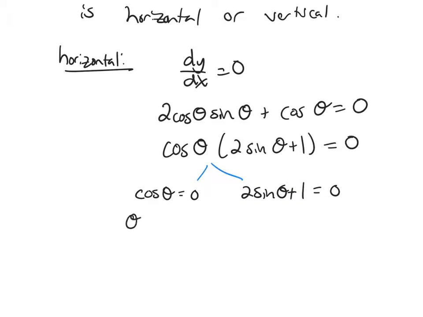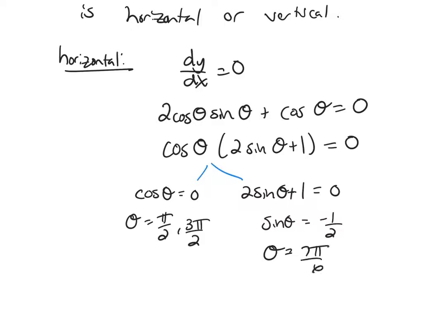So here I get the angles pi over 2 and 3 pi over 2. Here I get sine theta would be -1/2, so I'm getting 7 pi over 6 and 11 pi over 6. To get the actual points, you have to plug them back into your cardioid equation. I'll list the points at the end.